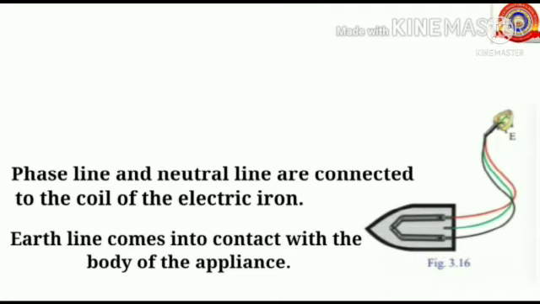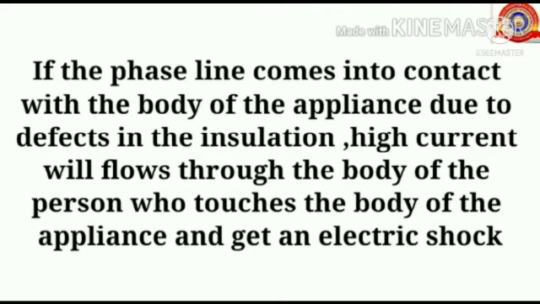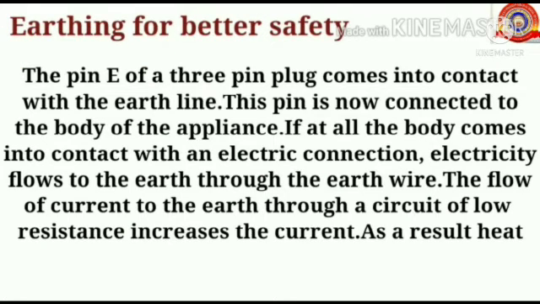So here, phase line and neutral line are connected to the coil of the electric iron, and earth line is connected to the body of the electric iron. So let's see what is the reason. If the phase line comes into contact with the body of the appliance due to defects in the insulation, high current will flow through the body of the person who touches the body of the appliance, and there is a chance of getting an electric shock. So, to avoid this, we are connecting earth line to the body of the appliance.